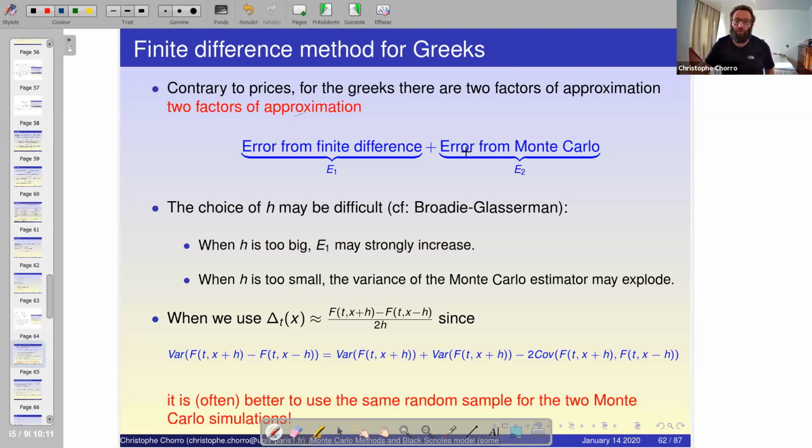And here I want to show you a real dilemma I have when I want to use this kind of two-step approximation, let's say, in the framework of the Black-Scholes model.